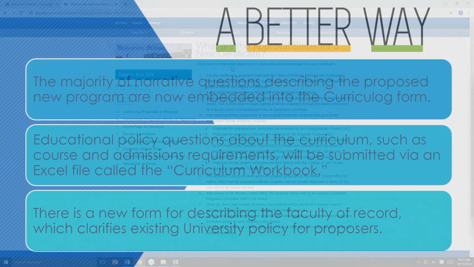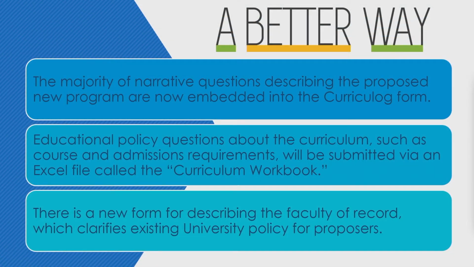So as Sheila just mentioned, one of the major changes we've created in this process is the creation of what we're calling the curriculum workbook. So the narrative descriptions of the proposals, the rationales for the proposals, the intended target audience, the value to the university, things like that, those are still in the Curriculog website, the form that Sheila showed you earlier.